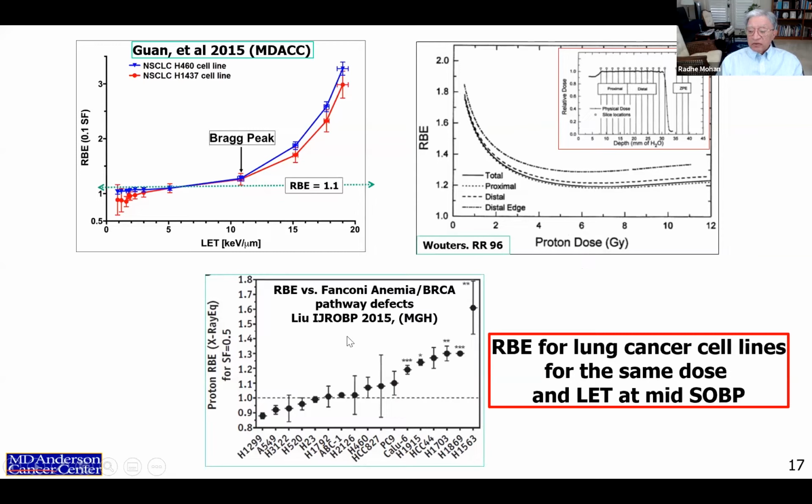And another issue is the dependence of RBE on some biological or genetic factors. In this example from MGH, what you see is that for various lung cancer cell lines, depending upon the capacity of these cells to repair the DNA damage, there can be significant differences in RBE. For more resistant cell lines, the RBE is more like 1.7, but more sensitive cell lines can be as low as 0.9. In fact, what this means is that photons are more effective than protons.